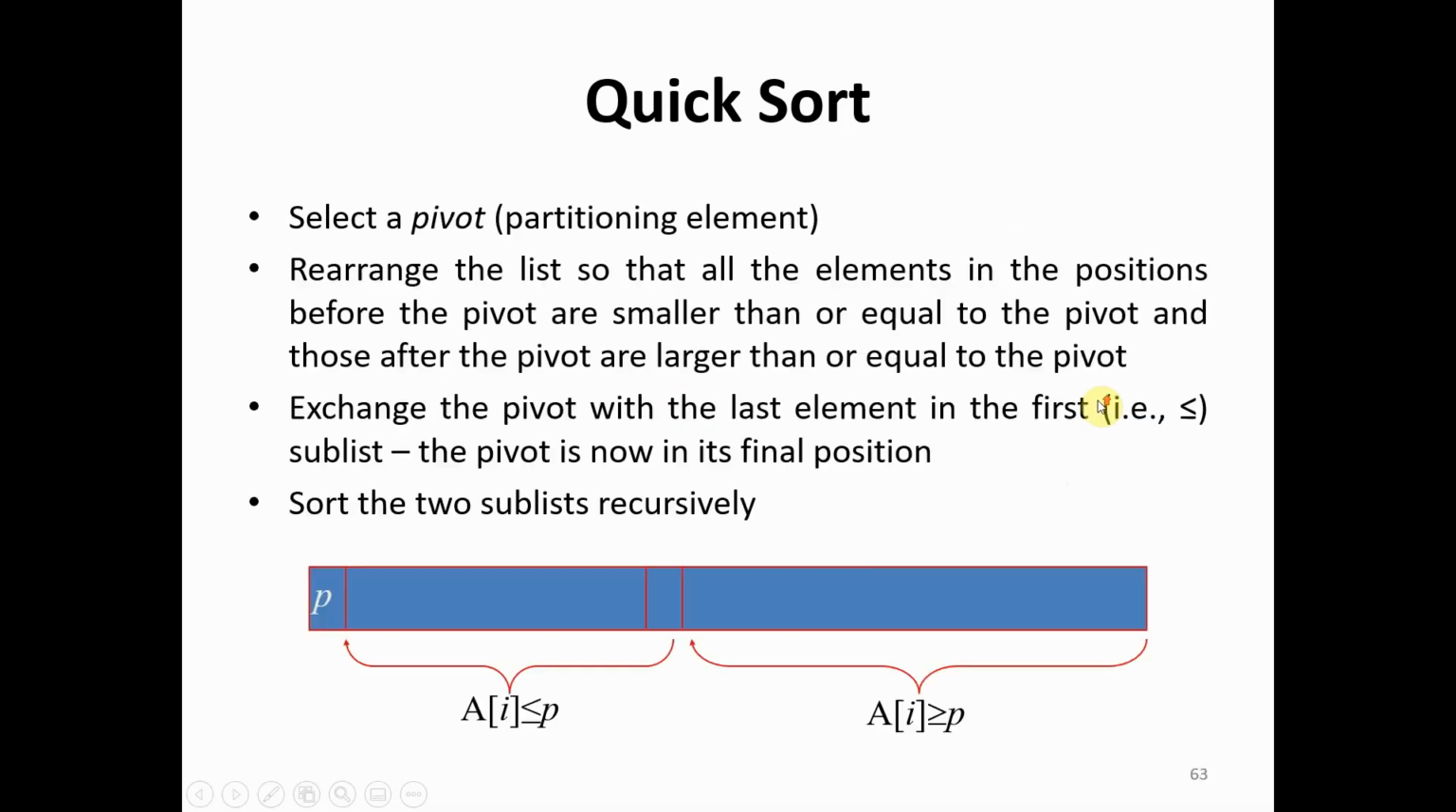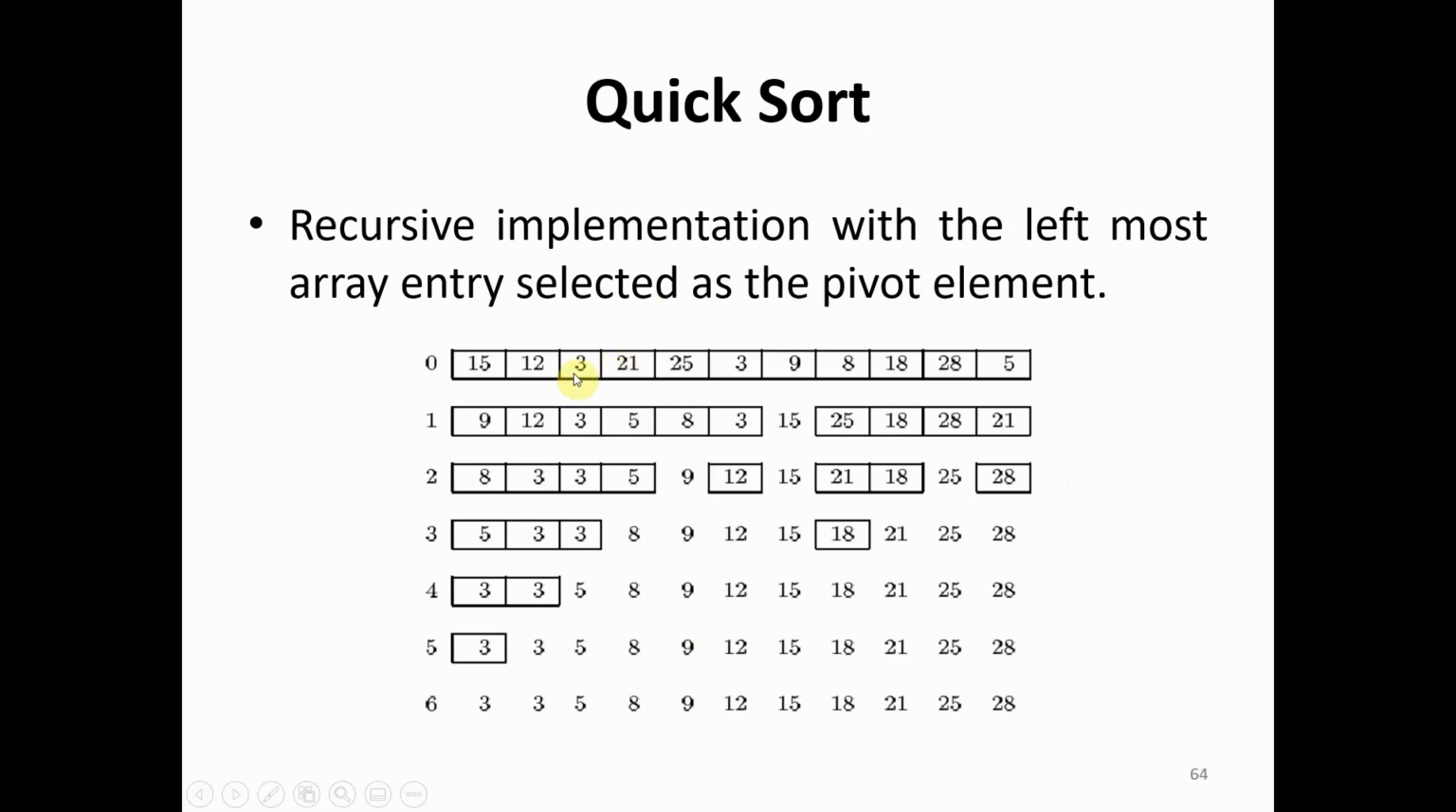Basically, if you follow this algorithm, here 21 is bigger than 15, because we're starting with the first index. We check which elements are bigger than 15. This is bigger, so we're gonna move it to the last element. 25, we're gonna move it to the last element. 3, no, 9, no, 8, no, 18.